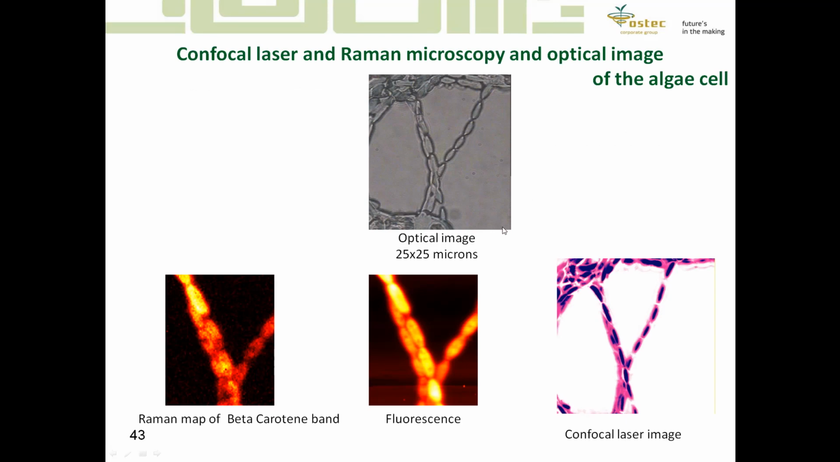Okay, so for living cells, for some algae cells, it's possible to make fluorescence mapping of the cells, and in addition some strong Raman peaks from these cells, which correspond to the beta carotene band. So it's possible to make such a combination in a single scan.